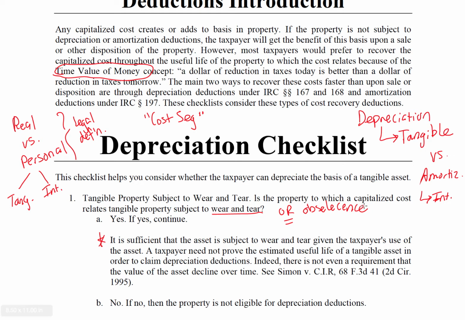So with wear and tear, it's sufficient that the asset is subject to wear and tear, given the taxpayer's use of the asset, whatever the taxpayer is doing, and you need not specify a useful life. There's not even a requirement that the value of the asset decline over time. That's key. This all came from a pivotal case on wear and tear called Simon versus the Commissioner of Internal Revenue, which I've noted here. In this case, the taxpayer was a musician and owned a very rare type of violin.